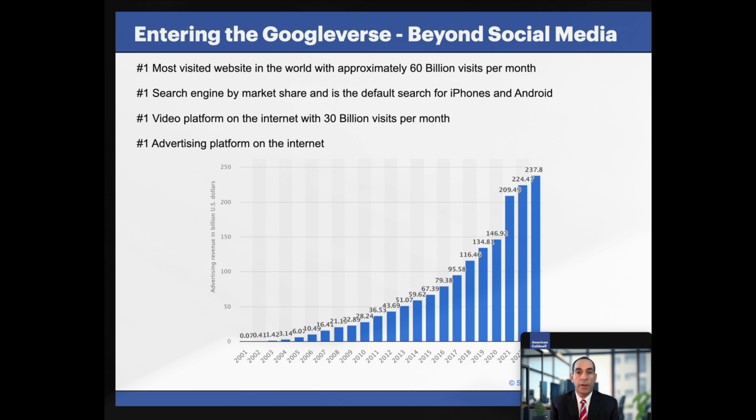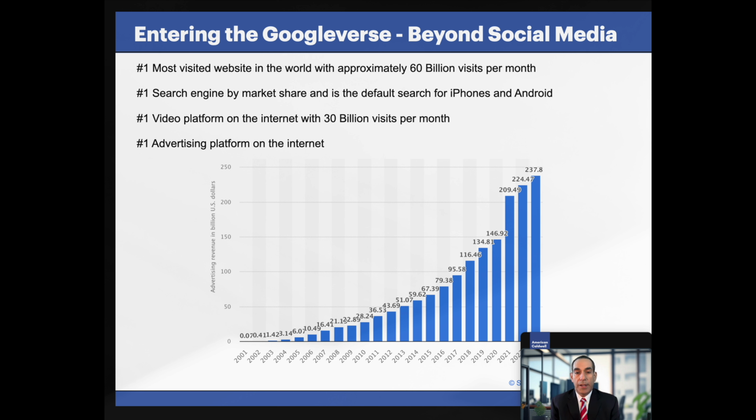So if we take a look more outside of social media in terms of advertising, we're going to enter the Googleverse, as I call it. Google's the #1 most visited website in the world with around 60 billion visits per month. #1 search engine in terms of market share. It's also the default search on iPhones and Android, which make up about 99% of the mobile search market. It's the #1 video platform, that's with YouTube, which gets around 30 billion visits per month.